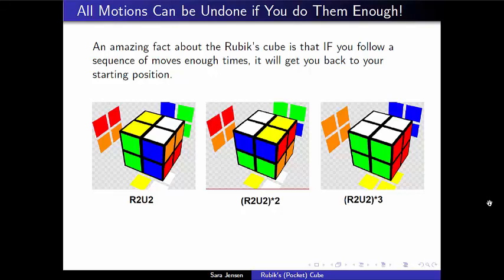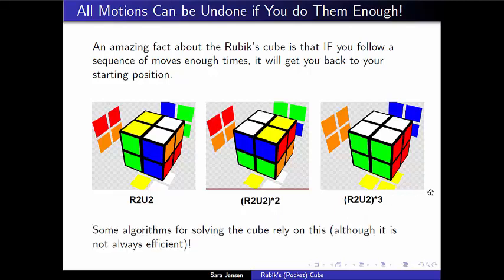In fact, a lot of algorithms for solving Rubik's Cubes use that mentality. For example, I've shown in the first frame here the sequence of moves R2, U2, where what I mean by that is turn the right face twice and then the upper face twice. If I do that one time, the cube will look like this. If I do that 2 times, the cube will look like this. But if I go ahead and do that 3 times, I'll get back to my original position.